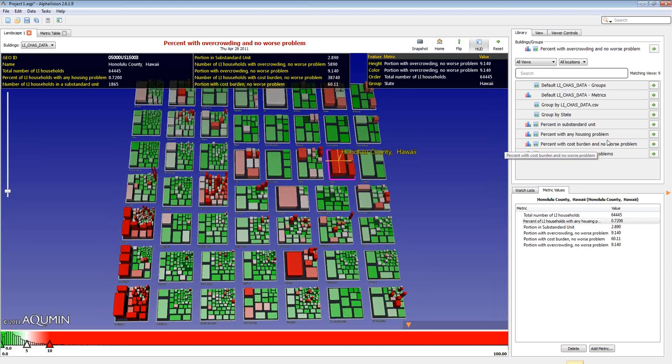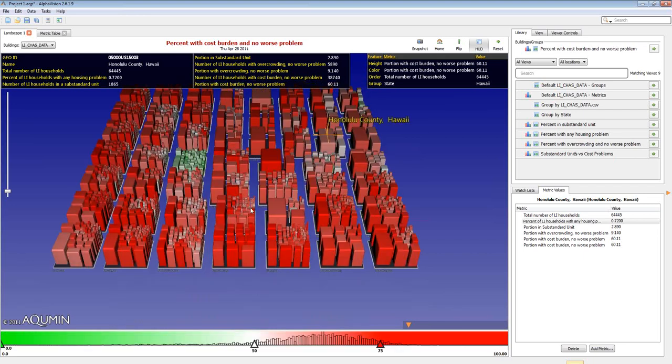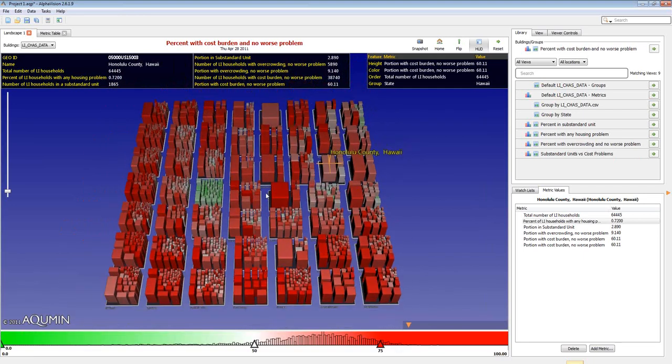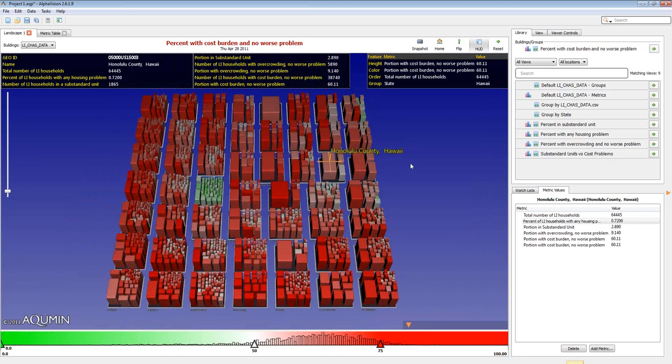Let's now look at where cost burden is being reported as a primary problem. And I'm going to click on this link here, in our view library, for percent with cost burden and no worst problem. And here we see a very different story. Immediately, we can tell cost burden is being reported in most counties across the United States. Almost every state area is reporting a large portion of low-income households reporting cost burden as a problem. And that makes sense, right? We're looking at low-income households. We would expect cost burden to be a potential problem.